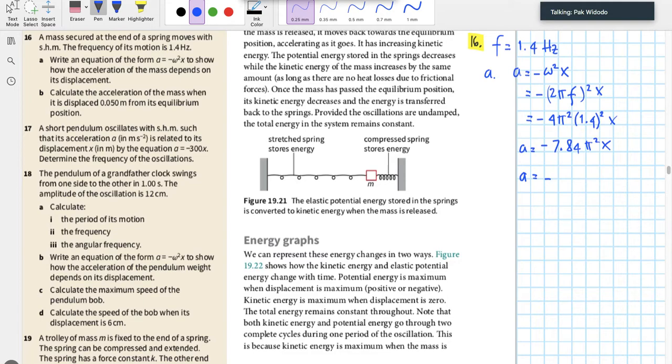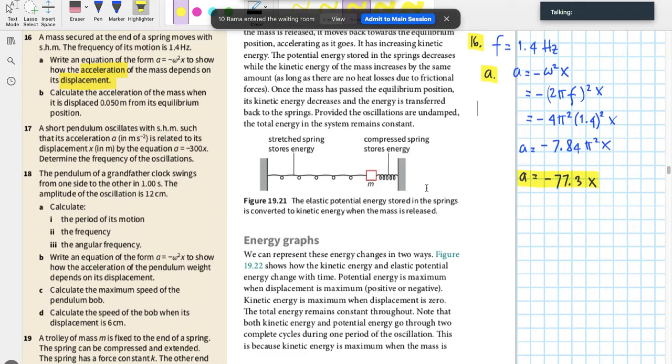Minus 77 point, maybe this is 2993 in x, yeah. So we can see the acceleration of the mass depends on the displacement, yeah. Acceleration of the mass depends on its displacement. That's it. Okay.